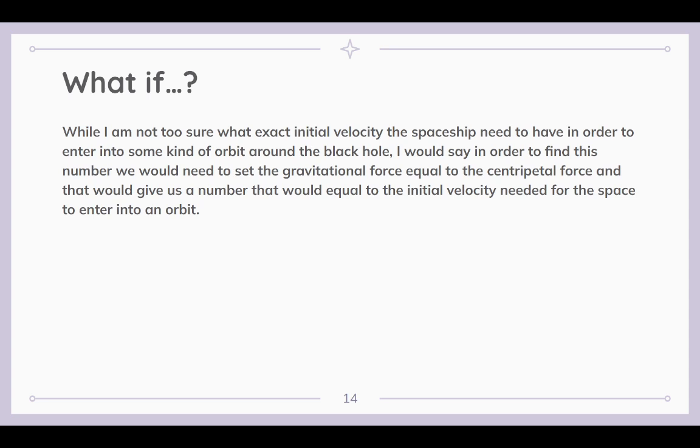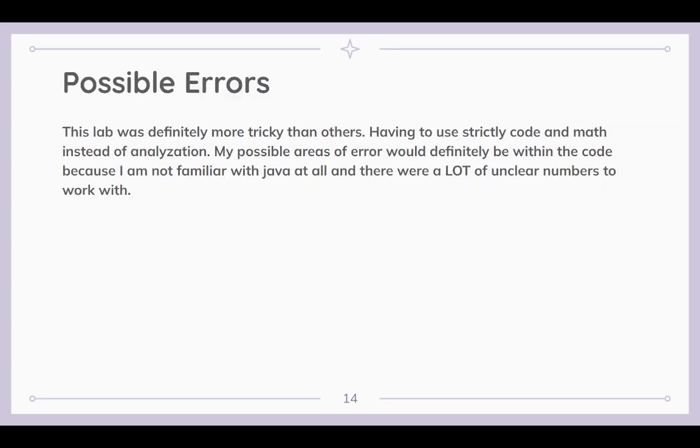What if? Well, I'm not too sure what exact initial velocity of the spaceship we would need in order to enter some sort of orbit around the black hole. I would say in order to find this number, we would need to set the gravitational force equal to the centripetal force, and that number would give us the initial velocity needed for the spaceship to enter an orbit.